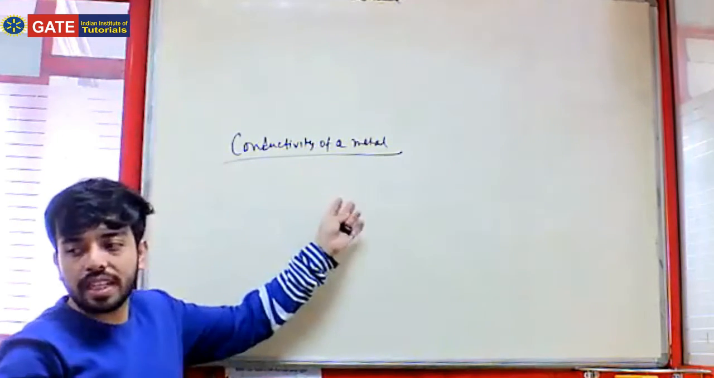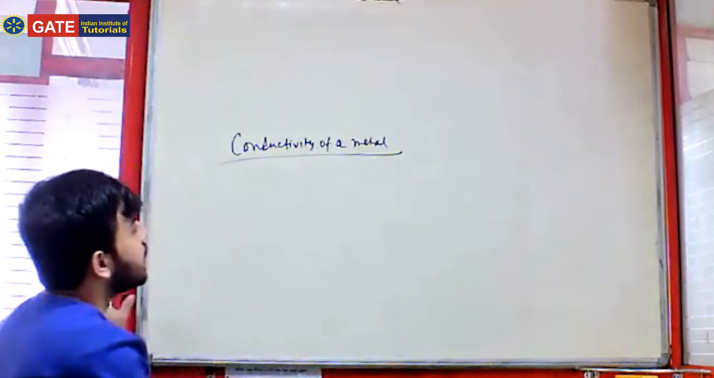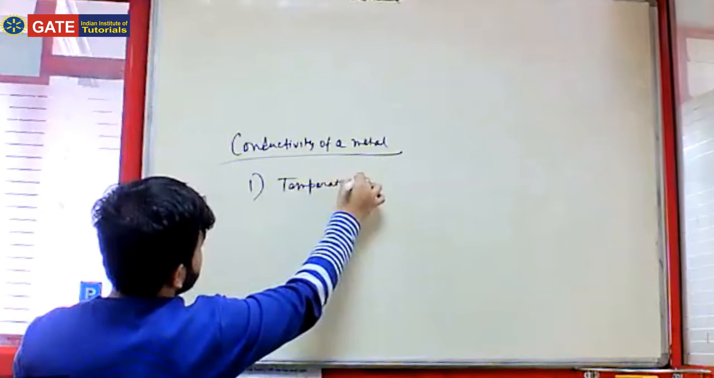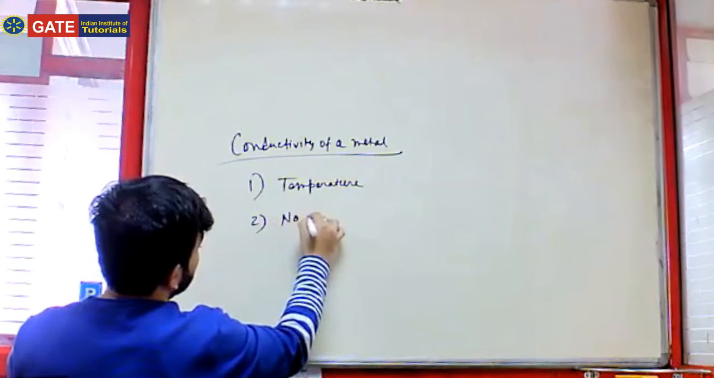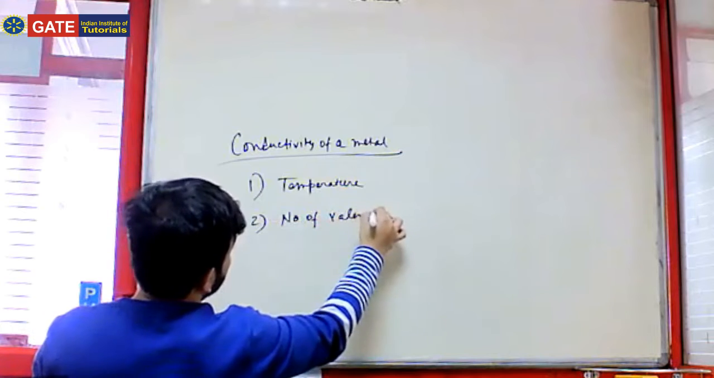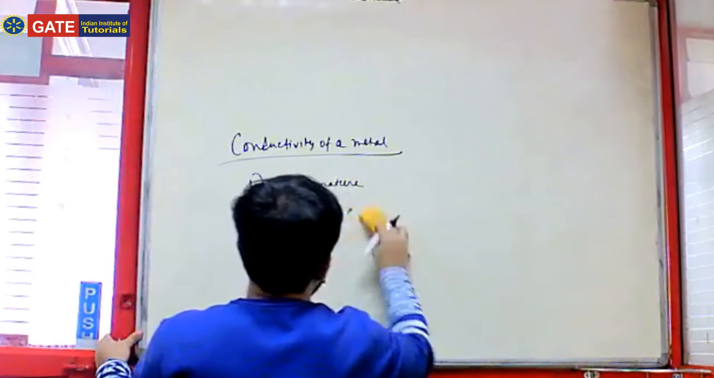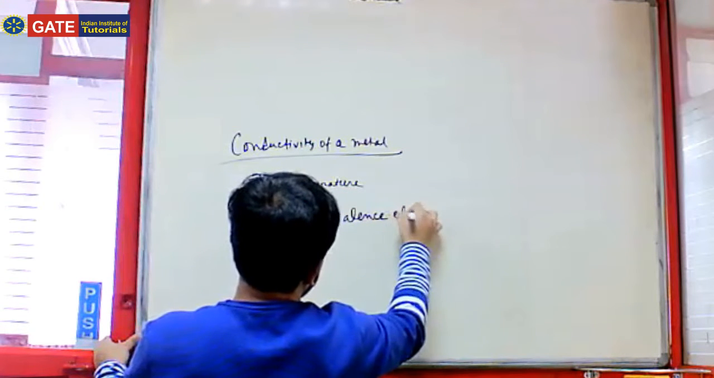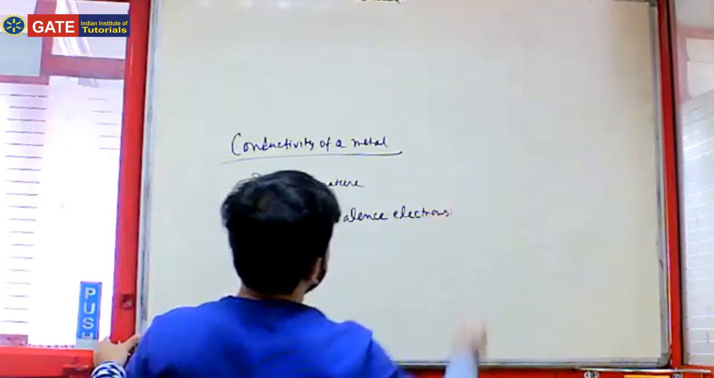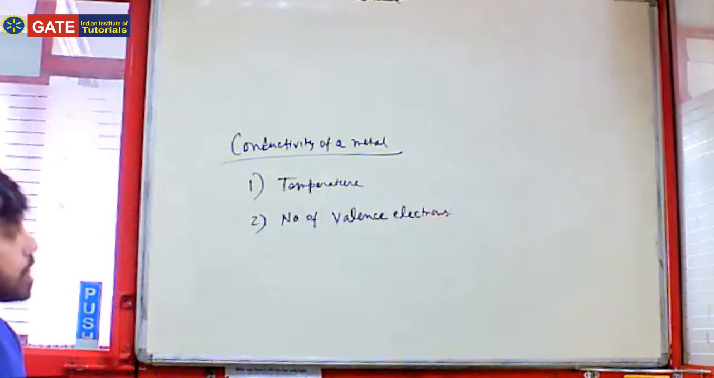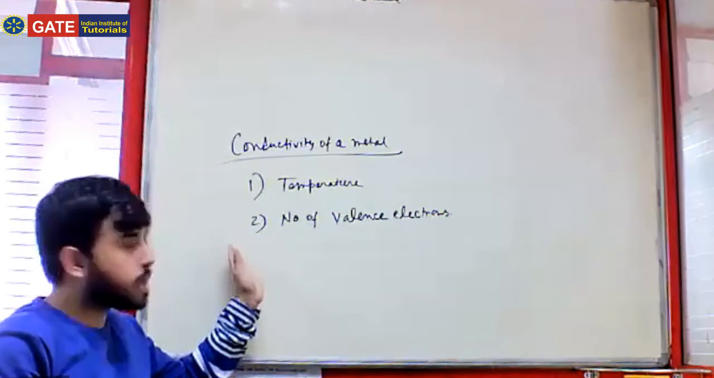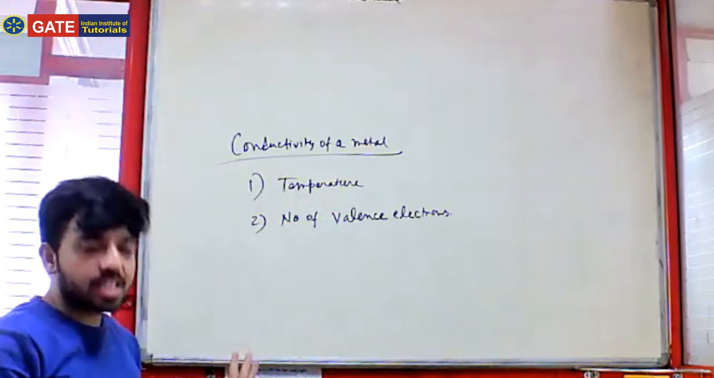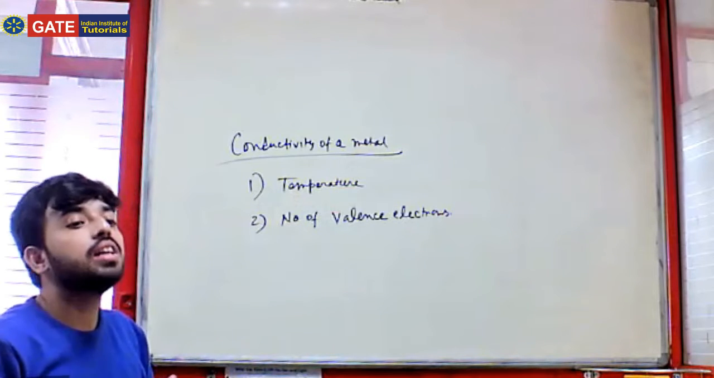Suppose conductivity of a metal or conductors depends on what? Depends on number one. These two are very, very important factors. So I said that conductivity of a metal depends on the temperature and the number of valence electrons. But this chapter doesn't deal with metals.